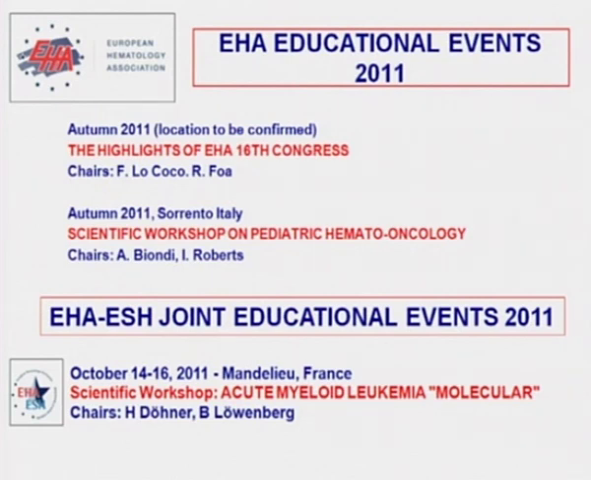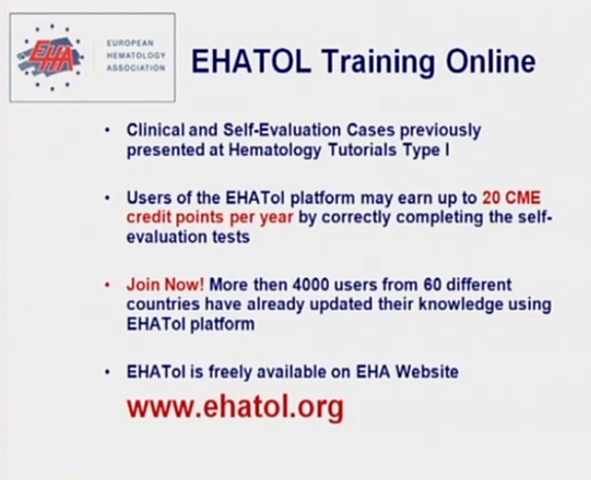Here there is a slide where the educational events planned for the year 2011 from the European Hematology Association are highlighted, and the highlights of the Congress and the scientific workshop on hemato-oncology pediatrics. And there is another joint EHA-ESH education event, a scientific workshop in October on molecular aspects of acute myeloid leukemia.